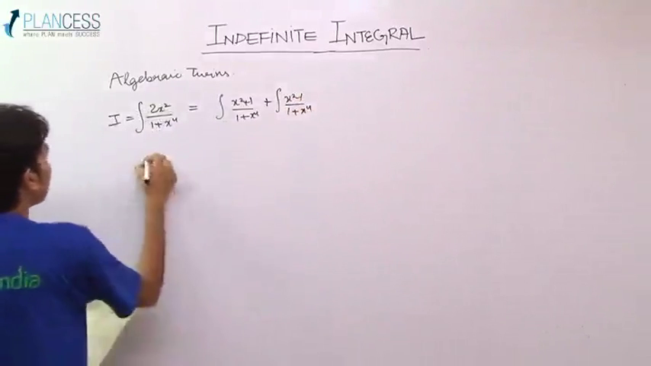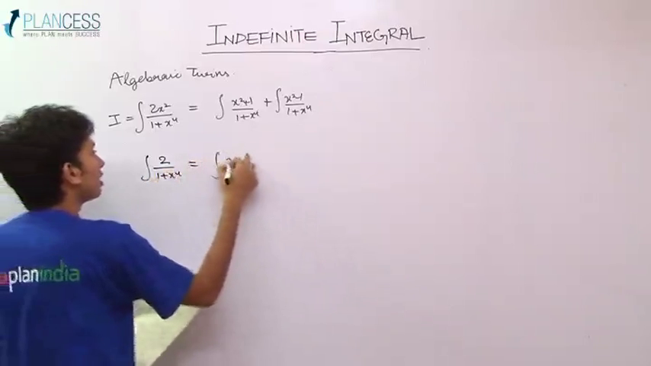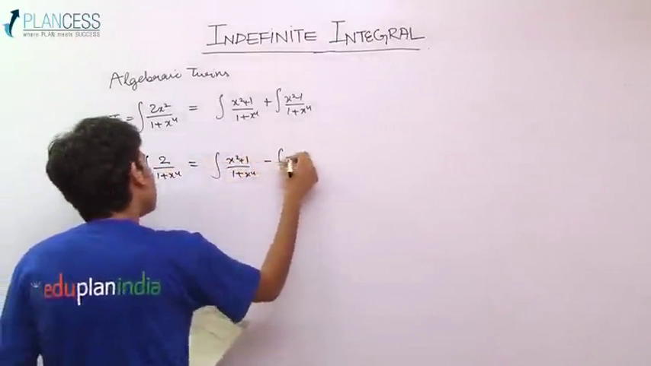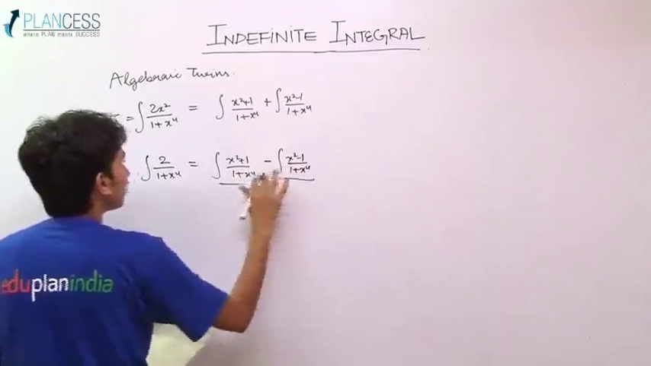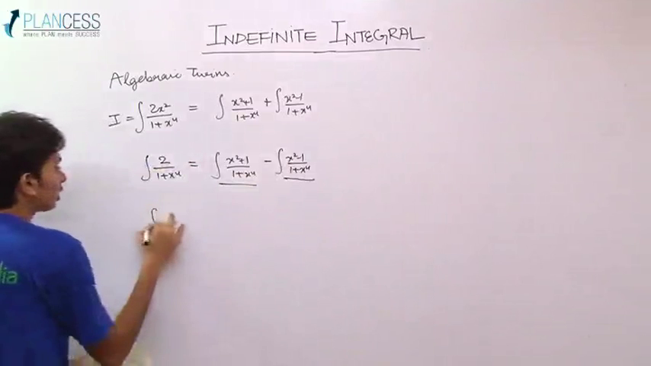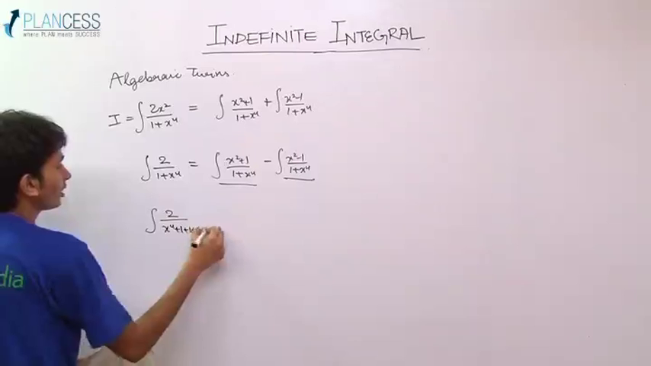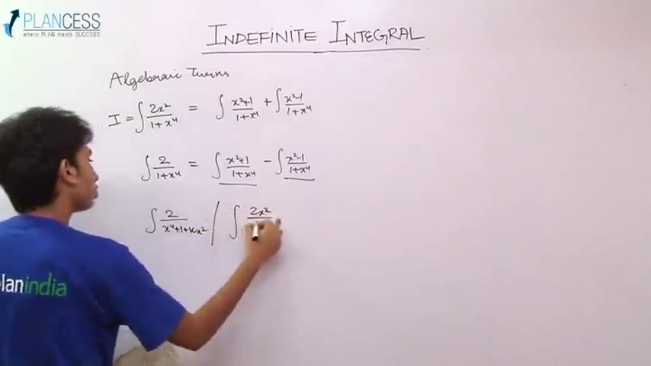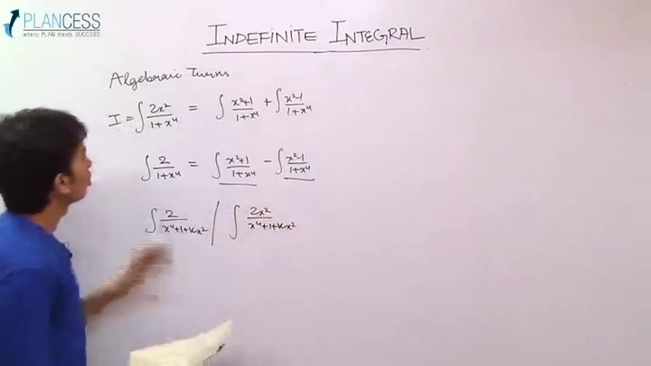Similarly, if I had 2 upon 1 plus x4, then I could have written it as x square plus 1 upon 1 plus x4 minus x square minus 1 upon 1 plus x4. And again, if you know the integral of this, you can find the integral of this. So this is known as a twin integral. Similarly, you can solve for 2 upon x4 plus 1 plus kx square if it is present, and similarly for 2x square upon x4 plus 1 plus kx square. So this is the general idea.